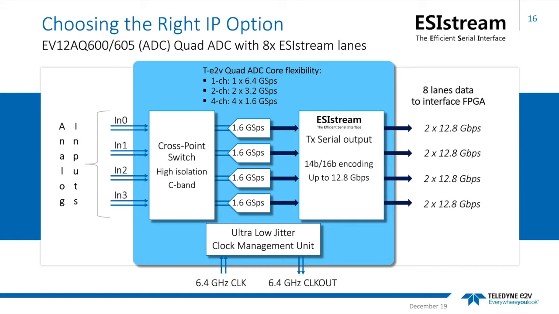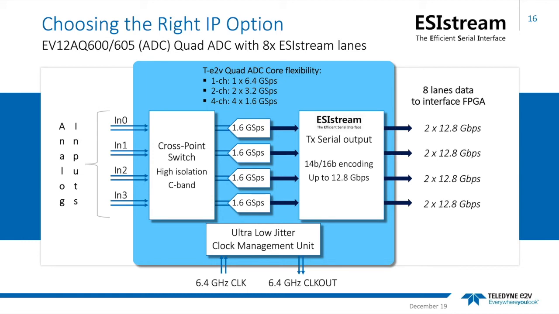The best way to understand this is to introduce you to an ESIstream enabled data converter, and here's just such a part. This is the EV12AQ600. It features 4 independent 1.6 gigasamples per second ADCs connected to a 4-channel crosspoint switch. Each core can sample independently, however the crosspoint switch enables cores to be interleaved either as 2 pairs or as all 4 cores together, enabling the converter to sample with a maximum 6.4 gigasamples per second.